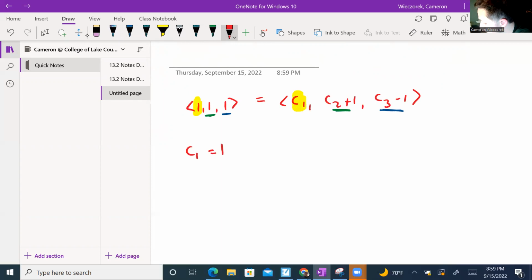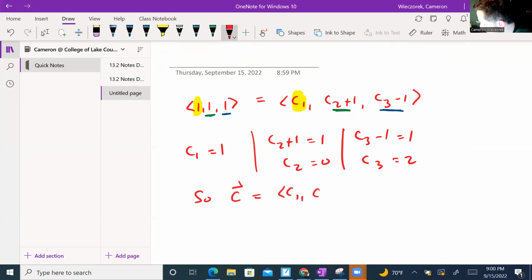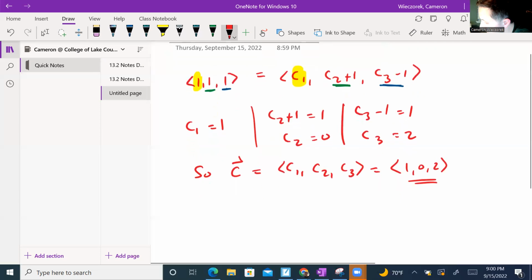So right away I get C1 for free. C2 plus 1 equals 1 means that C2 has to equal 0. C3 minus 1 equals 1 means that C3 has to equal 2 if I add 1 to both sides. So now I've solved for my constant vector, right? This was C1, C2, C3. I already found all three constants, so I get 1, 0, 2 is my constant vector.